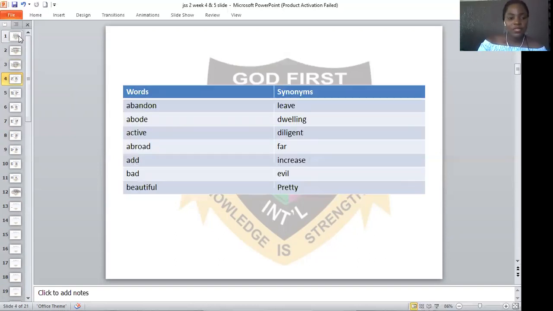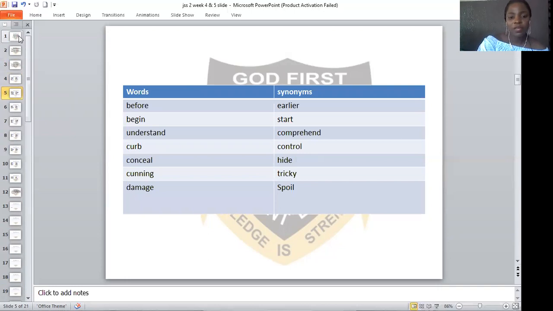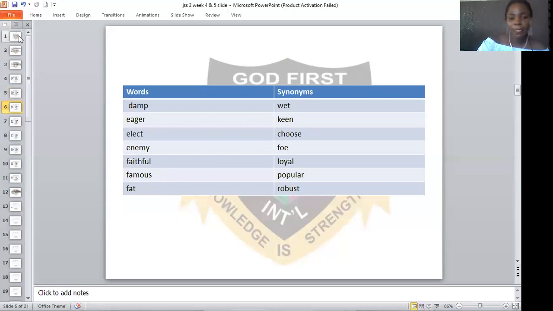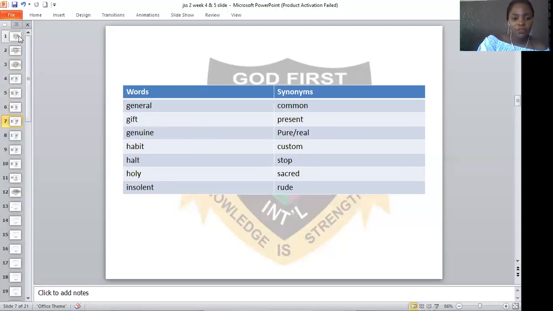I went on to give some words that have the same meaning, such as abandon, leave, to dwell, to abode, to be active, to be diligent, to be abroad, to be far, add, increase, bad, evil. Also begin, start, understand, to comprehend, to conceal information, to hide information. Cunning, tricky, a cunning tortoise, a very tricky tortoise, to damage, spoil, and so on and so forth.